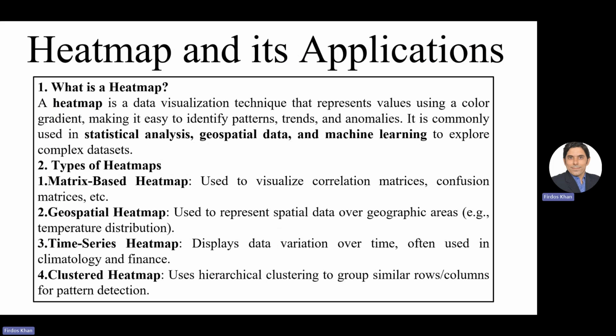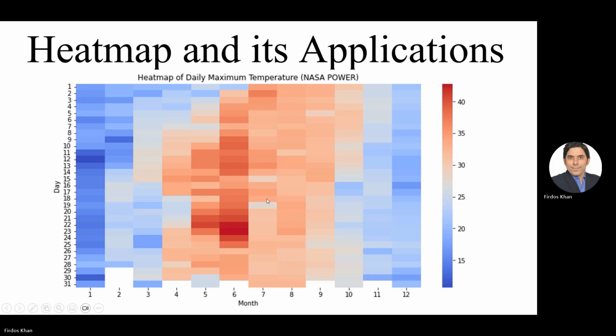So now you can see what a heat map is. A heat map is a data visualization technique that represents values using a color gradient, making it easy to identify patterns, trends, and anomalies. It is commonly used in statistical analysis, geospatial data, and machine learning to explore complex data sets. So just go back to the figure, the first slide, and you can see everything you heard in the definition.